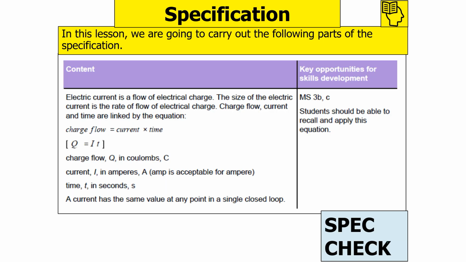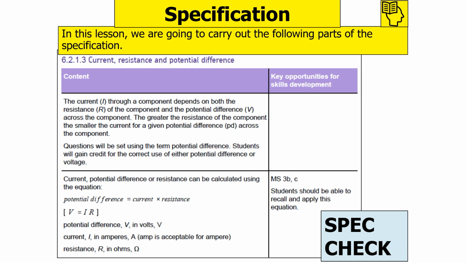We're going to be looking at the following parts of the AQA GCSE physics specification, and this includes current, resistance and potential difference.